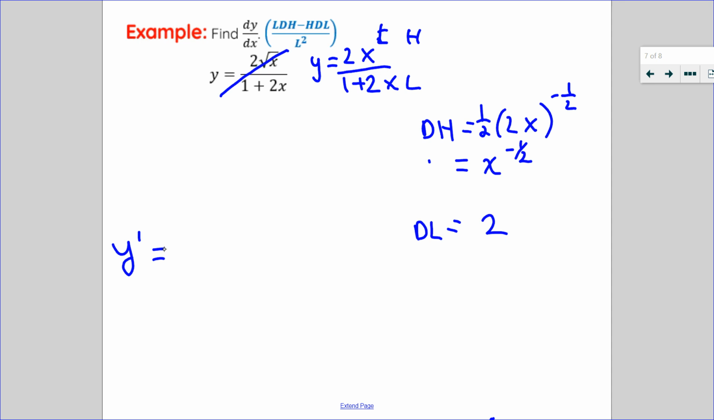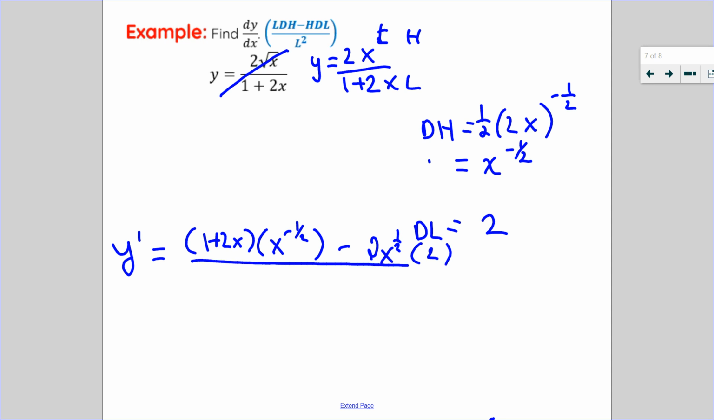And let's apply my formula. So I'm going to do low, which is 1 plus 2x, d high, which is x to the negative a half, and then subtract high, which is 2x to the 1/2, and then multiply it by d low, which is 2, all over, draw a line, and square below. Okay, so looking at this one here, you could do this as a factoring question or an expand and simplify.